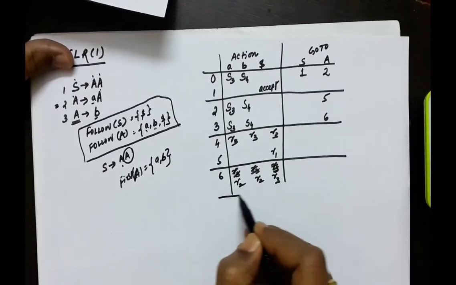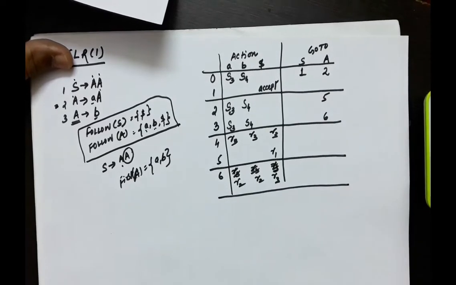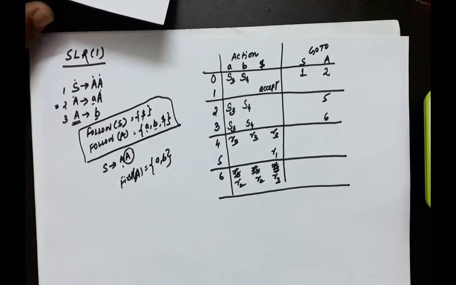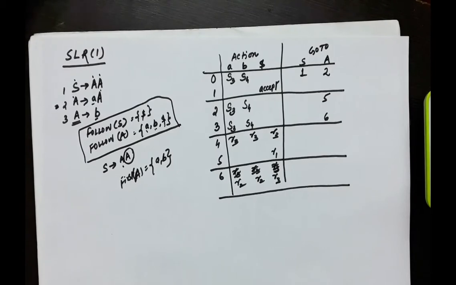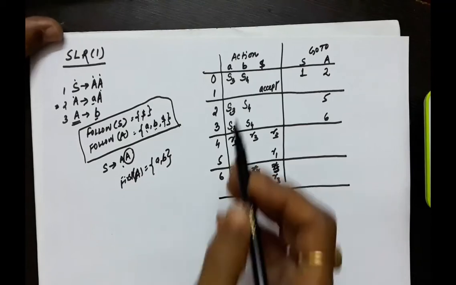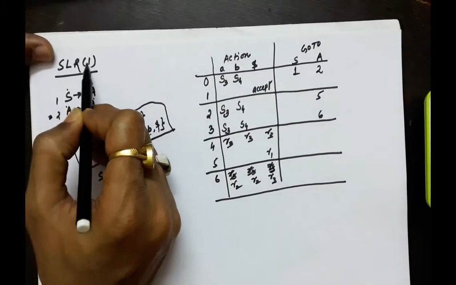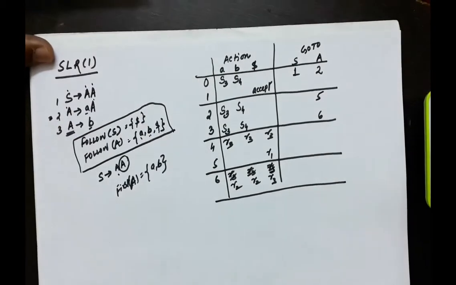Okay, so this is the SLR1 parsing table. At every place, rather than writing the reduction items everywhere, we are writing the reduction items at the follow of the left hand side. So we are taking one look ahead for writing all these reductions. That's why we have written the 1 in brackets in this parsing.